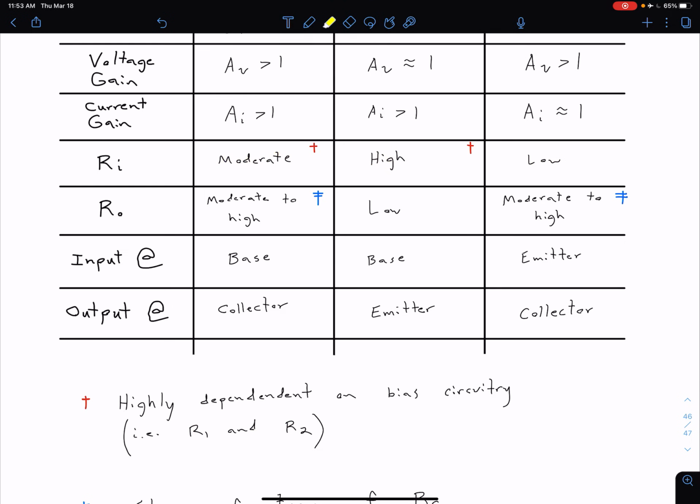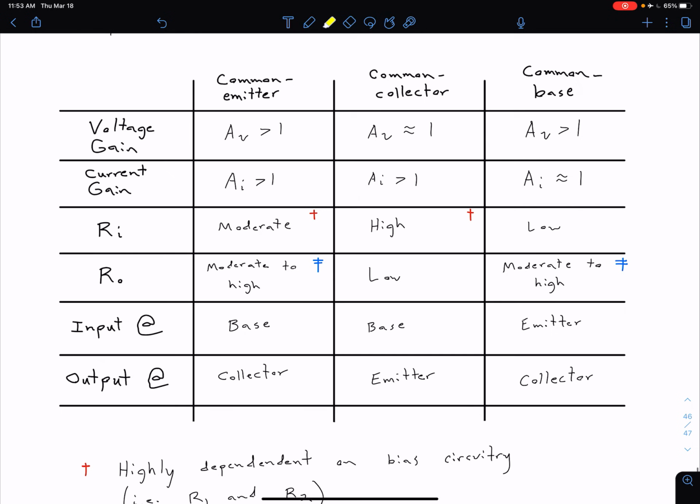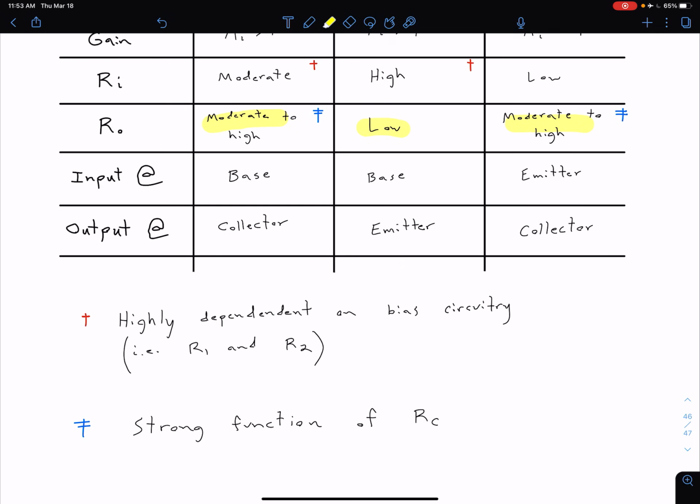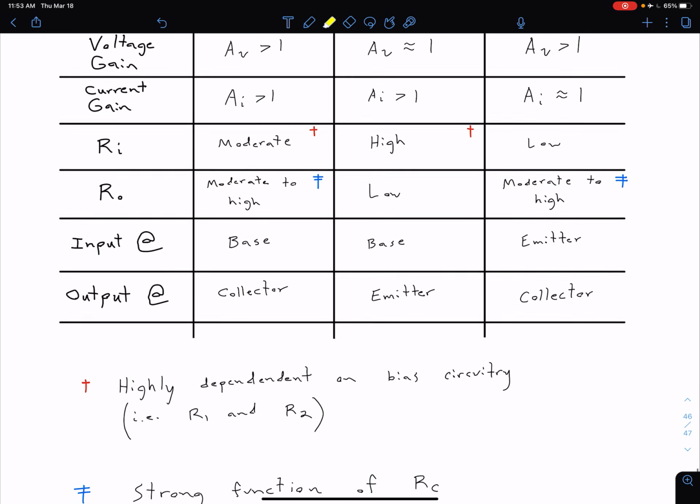All right, so moving on to our output resistance, we see that we have moderate to high for our common emitter, low for our common collector, and again moderate to high for our common base. We have another footnote here, and what this says is that for our common emitter and our common base circuits, this is a strong function of our collector resistor, R sub C. So all of that, whether it's high or more on the low end, could change pretty drastically just depending on what RC value we use. That's important to keep in mind as we're designing these circuits and considering loading effects.